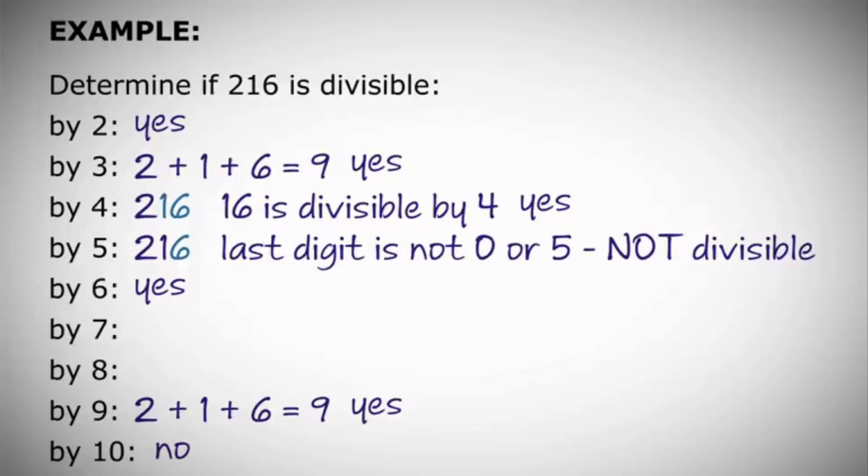Before we move on, you may have wondered why 7 and 8 weren't considered. The reason for that is because there are no special divisibility rules that govern 7 and 8. If you want to determine if 216 is divisible by 7 or 8, you're going to have to do the long division. It is divisible by 8, but not by 7.